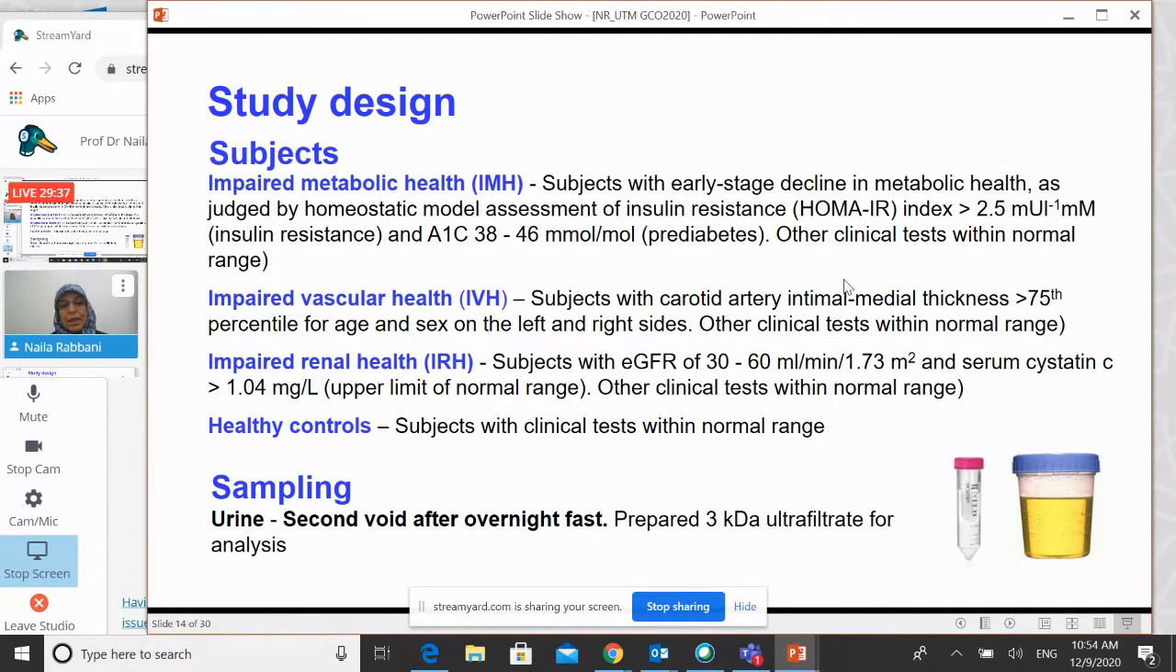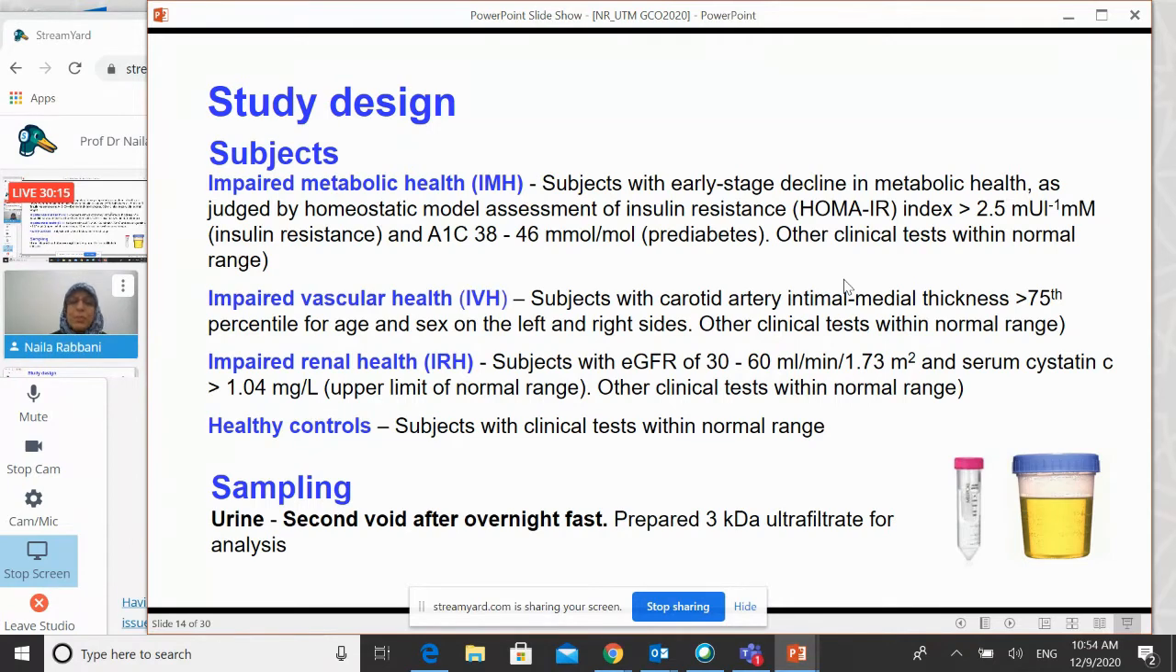So these subjects, so impaired vascular health subject with carotid artery intima-media thickness greater than 75th percentile for age and sex on the left and right side. Other clinical tests were within the normal range. For impaired renal health, subject with eGFR of 30 to 60 ml per minute per meter square, and serum cystatin C greater than 1.04 milligram per liter. So this is the upper limit of normal range.